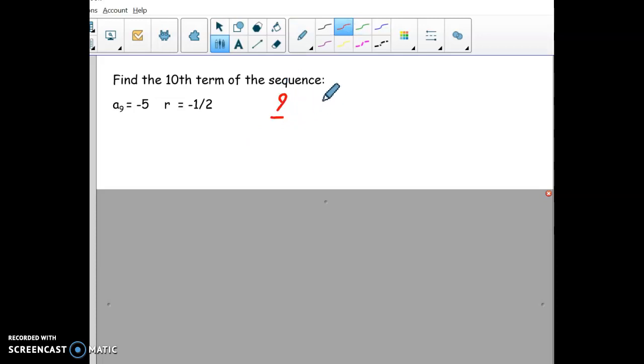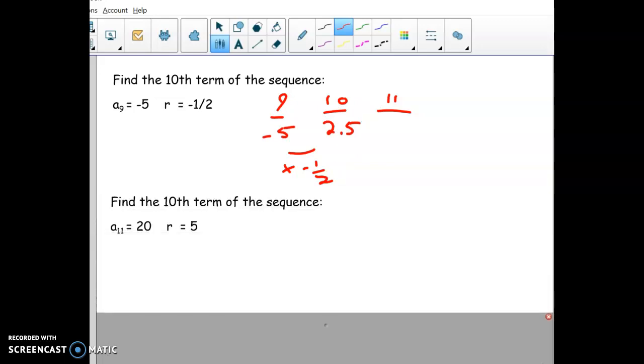Okay, so we are given the 9th term, and we want to find the 10th term. And we know that r is -1/2, which means we're multiplying by -1/2 each time. So basically, if we're here, the next term we just have to multiply by -1/2. So this would be positive 2.5, right? If that has to be the pattern. All right, see if you can do another one, similar style, but slightly different.